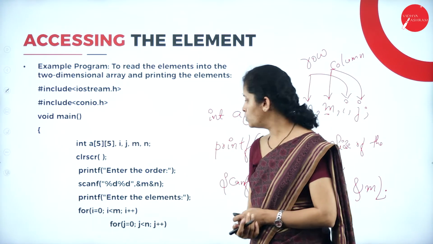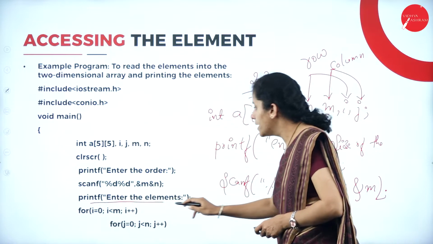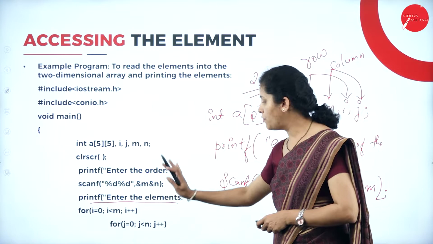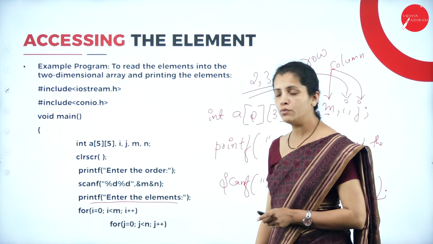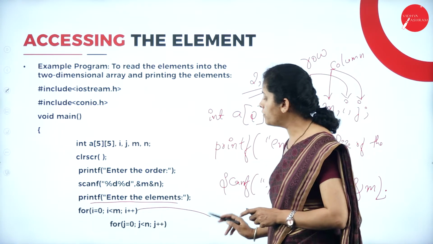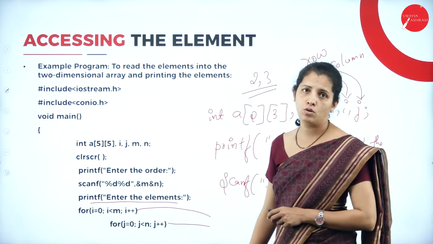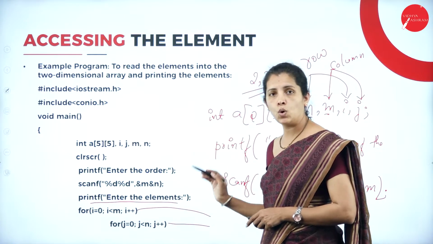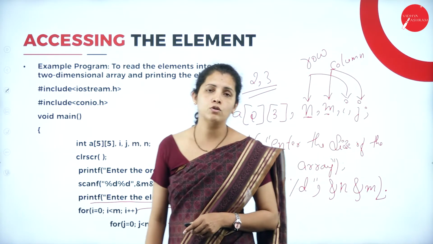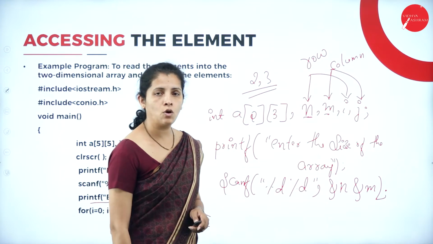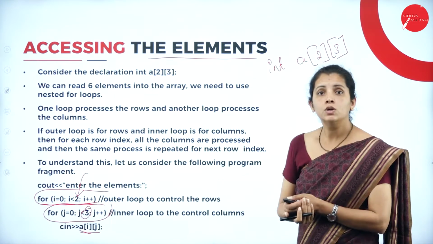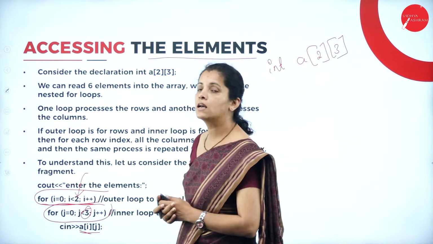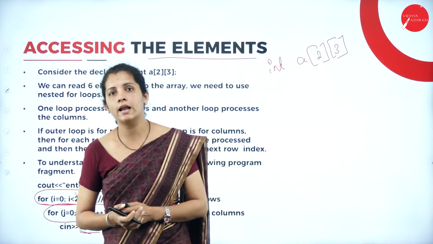Now what I want to do? I want to read the element. So here I have 2 indexes. For that reason, I'm going to use 2 for loops. One is the outer for loop and one is the inner for loop. And the outer for loop is always going to represent row value and the inner for loop is always going to represent column value.